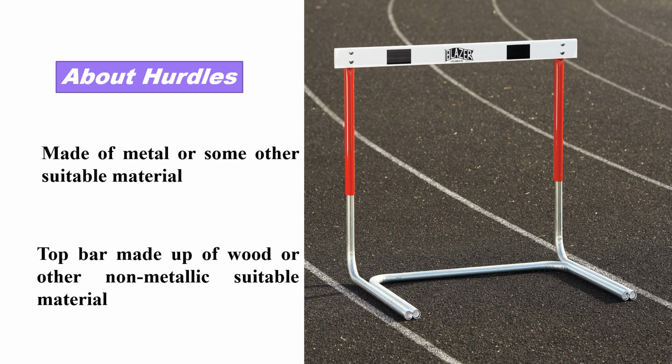As you can see in this picture, there is a hurdle, and as we know, it is made up of metal or some suitable materials. It can be made up of steel or aluminum, etc. And the top bar, the white bar which you are seeing in this picture, is made up of wood, or it can also be made up of plastic or a suitable fiber.